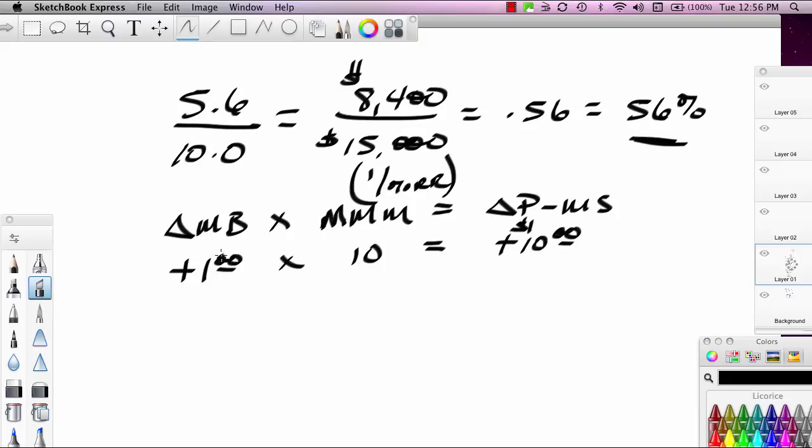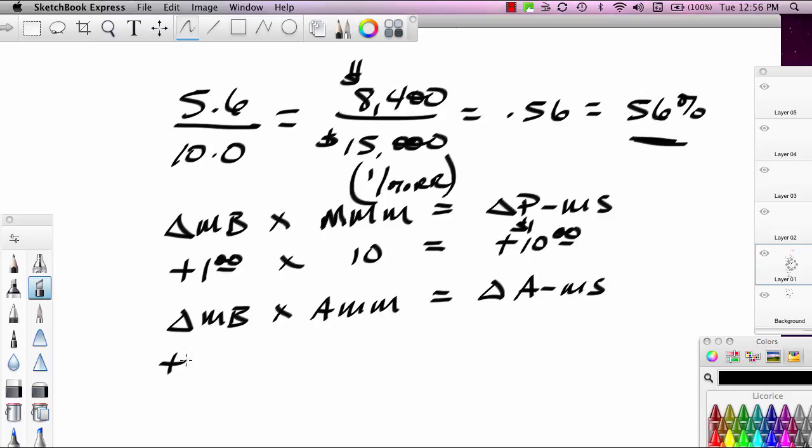But if you take the change in the monetary base times the actual money multiplier, you get the change in the actual money supply. And of course, that's not as big. If you add $1 to the monetary base, by the way, we'll learn later that it's the Fed who can change the size of the monetary base. If the Fed adds $1 to the monetary base and the actual money multiplier is only 5.6, then that increases the actual money supply not by 10, but by $5.60.